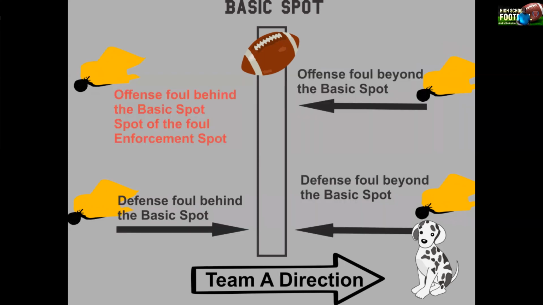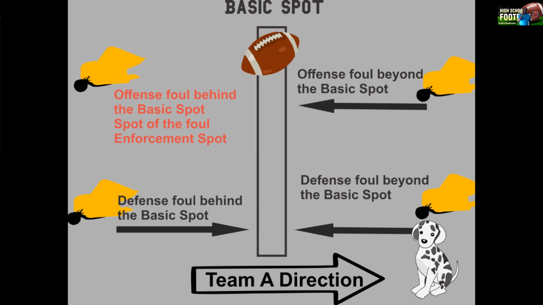Okay. Now, if you look at this, the three areas, the offense foul beyond the basic spot, the defense foul beyond the basic spot, and the defense foul behind the basic spot, that is the all in the all but one principle. So the all is those three fouls. All fouls are marked from the basic spot. We're going to go where the end of the run, previous spot, the end of the kick, 20-yard line, the goal line, wherever the basic spot may be. That's the basic spot. And in any of those fouls, beyond it, by offense or defense, beyond it, behind it, we're going to go back to the basic spot to mark it off.